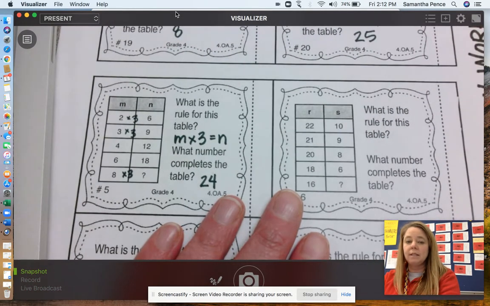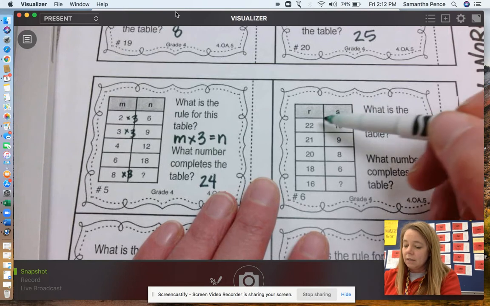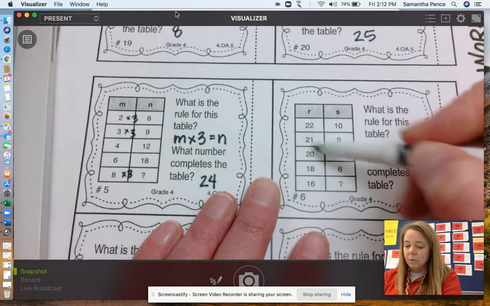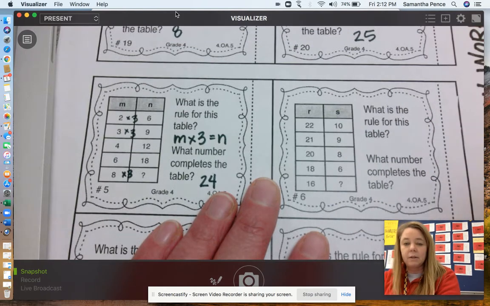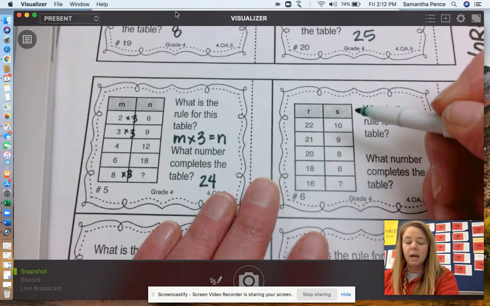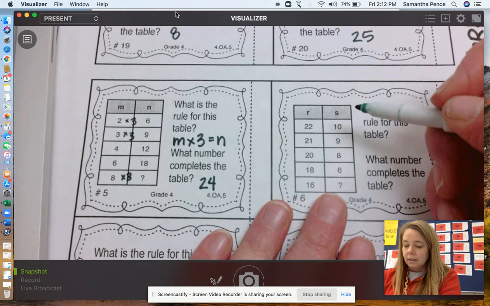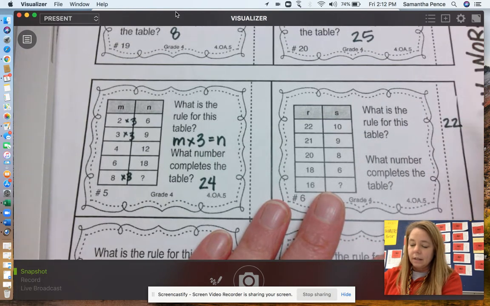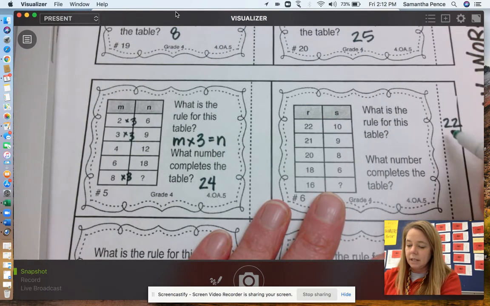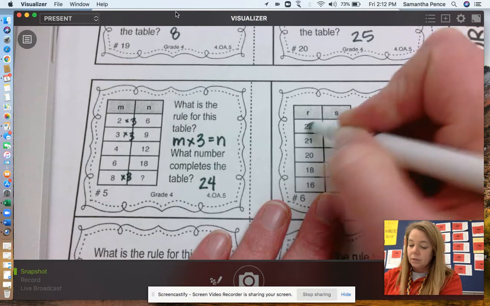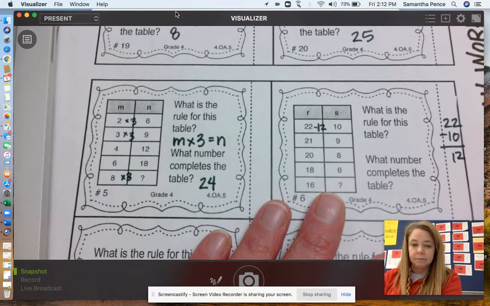What is the rule for this table? So I have 22 and I have 10. I'm noticing I have 21 and 9, and I'm noticing that it's getting smaller. It's decreasing. That means my operation is either going to be subtraction or division. I'm going to go ahead and start with subtraction. So I have 22, and I'm thinking, how do I get from 22 to 10? Like if I subtracted something, let's see. Well, I would need to subtract 12. So 22 minus 12 is 10.